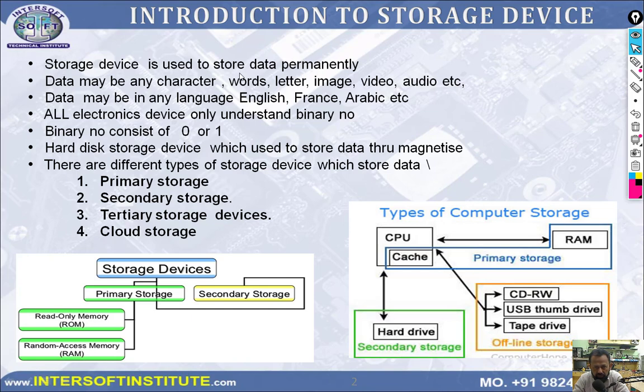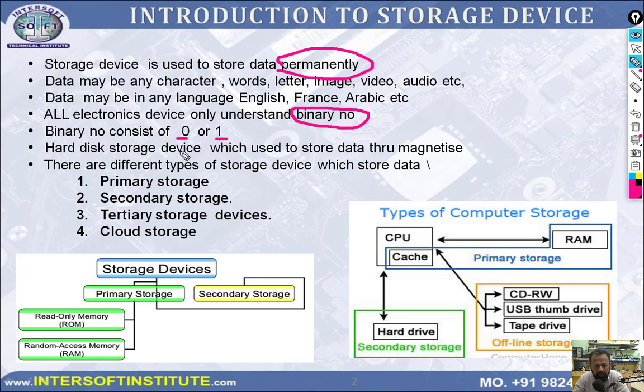There are different types of storage devices which store the data permanently. Permanently means it will store permanent data, which may be any character, word, letter, image, video, audio, etc. Data may be in any language, English, French, Arabic, etc. All electronic devices only understand binary numbers, so storage is done with the help of binary. A binary number consists of 0 and 1. 0 means off, 1 means on. We will see this later on.